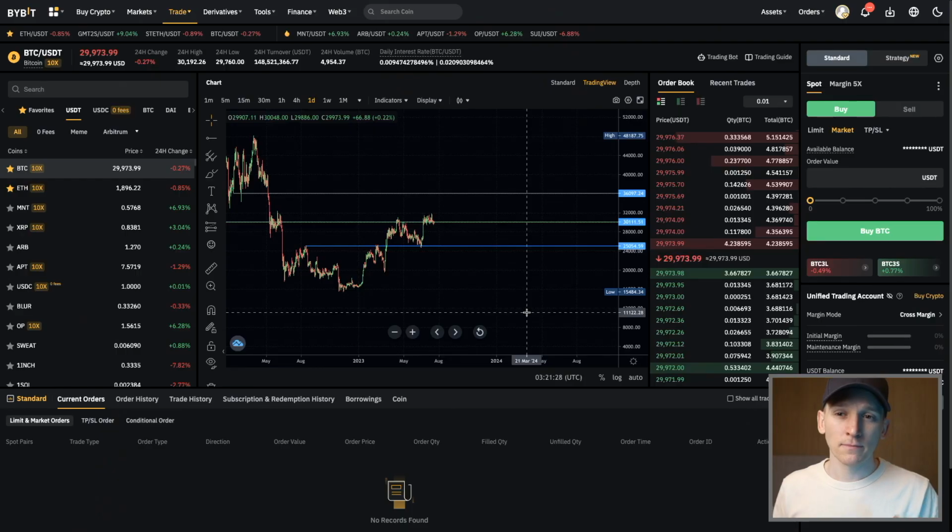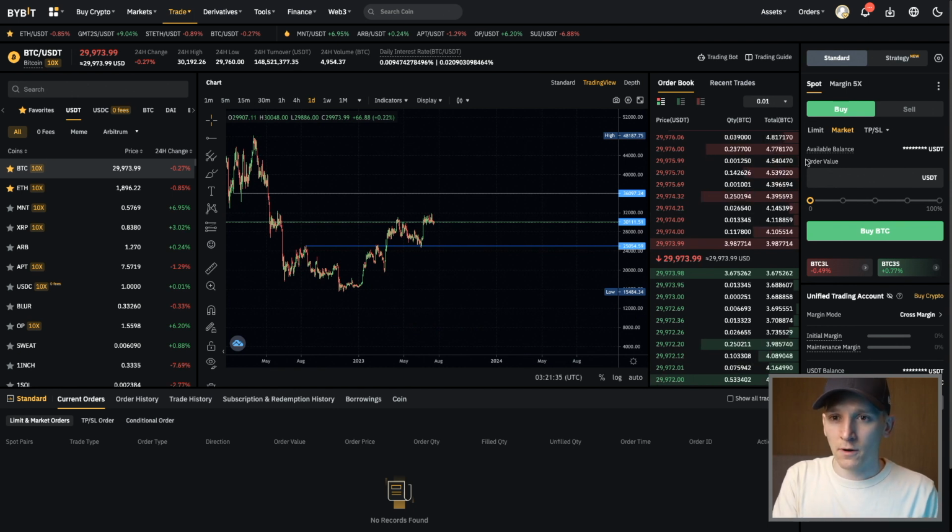Let's look at buying crypto then. I'm going to use a market order first. A market order is like when you go into a shop and you just say, I want to buy this thing, and they tell you what the price is. So you don't choose the price, you don't choose anything about the trade except for how much you want to spend. So on the right hand side, we can look for spot here.